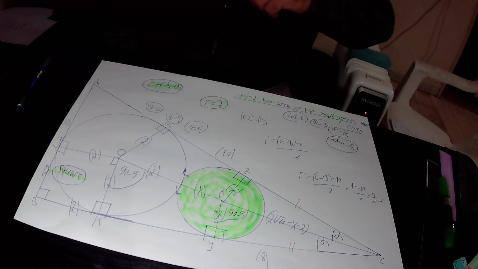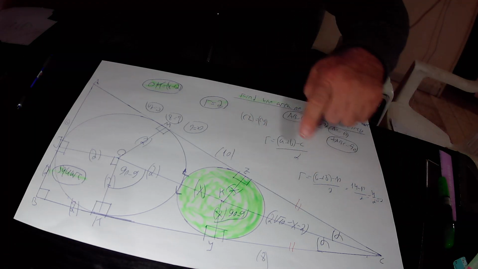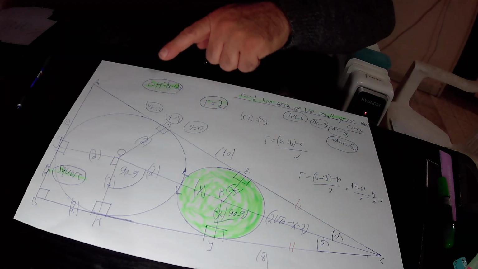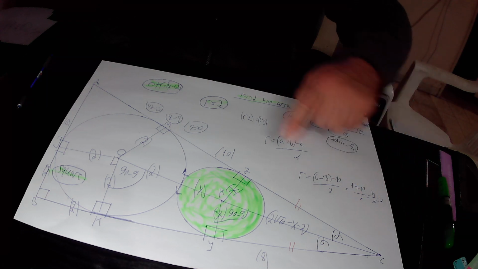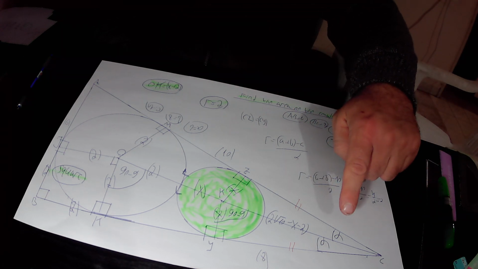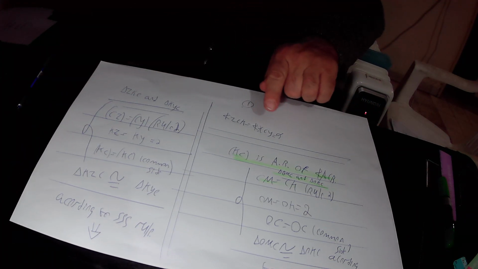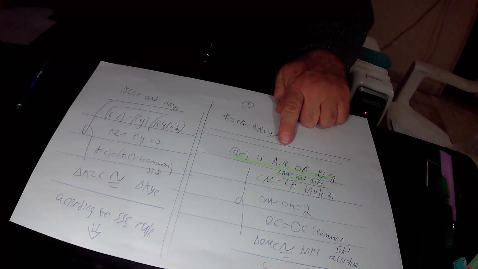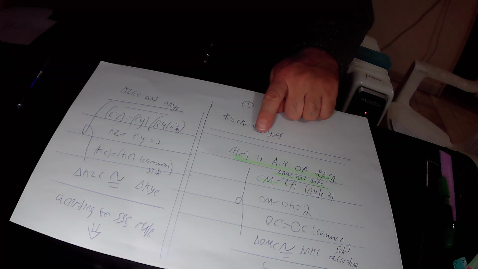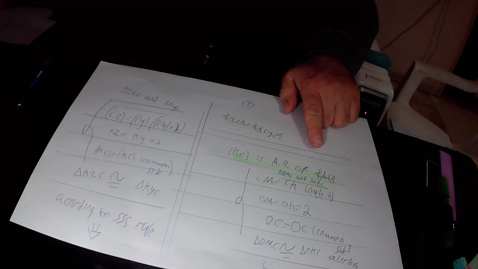So in total, we found out that KC is the angle bisector of angle ACB. Why? Because KC bisects angle ACB into two halves, each half equal to alpha. Again, in total, we found out that KC, the common side KC, is the angle bisector. AB is the abbreviation for angle bisector. KC is the angle bisector of angle ACB.